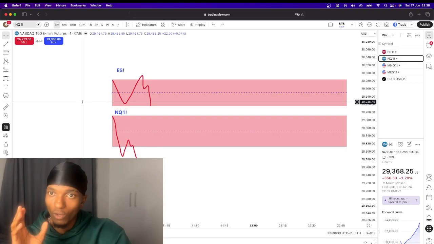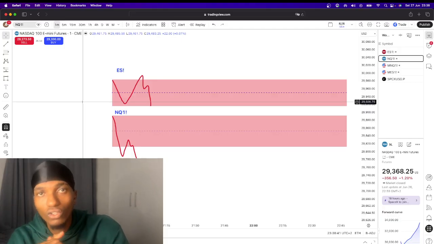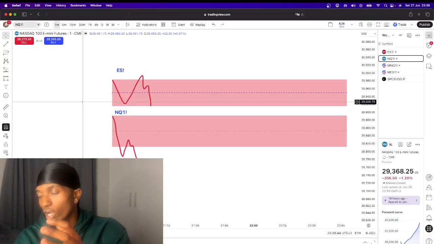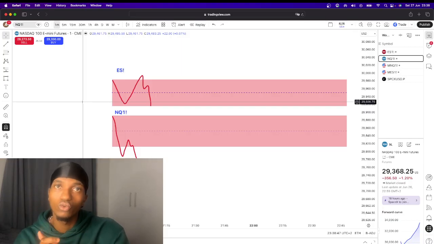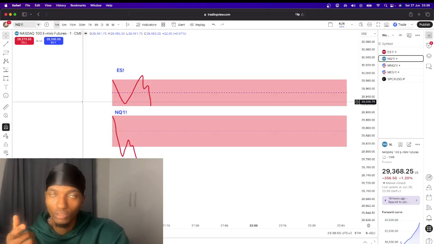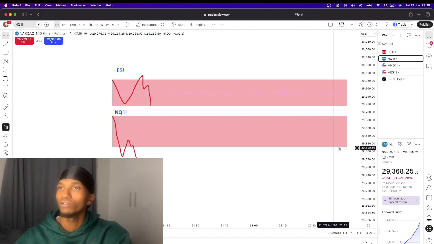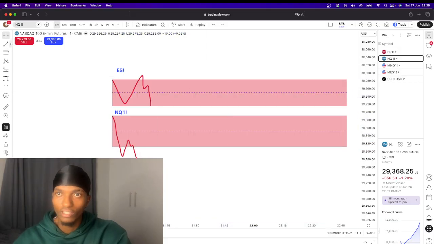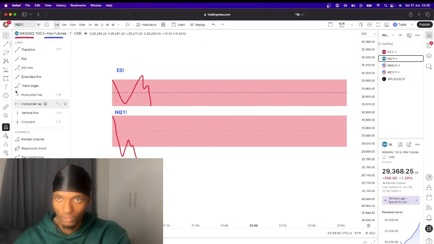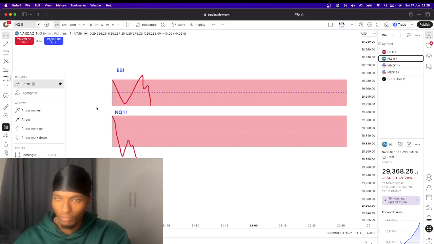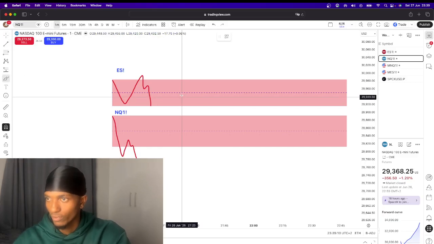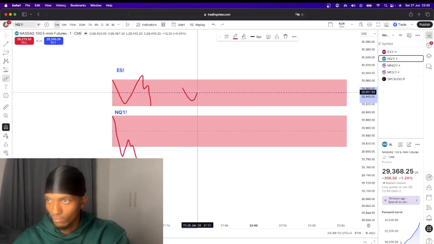All your confluences are met, so you're left with only one confluence to enter a position, right? So what are you gonna do? You're gonna check before you enter that position. Let's say you're waiting for a break of structure to the upside. Now, let's see, where's the brush? So let's say you're waiting for a break of structure up, right?